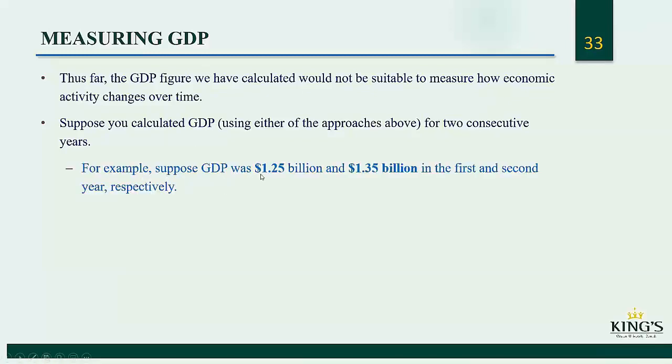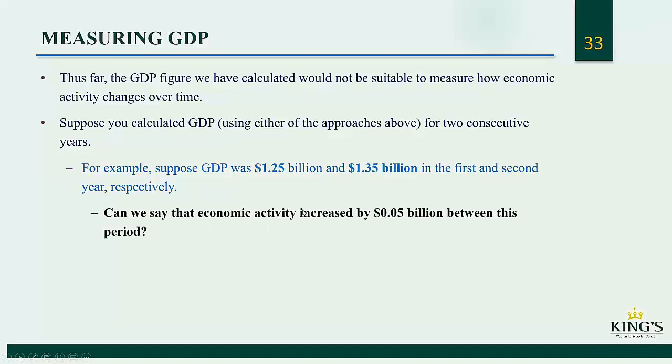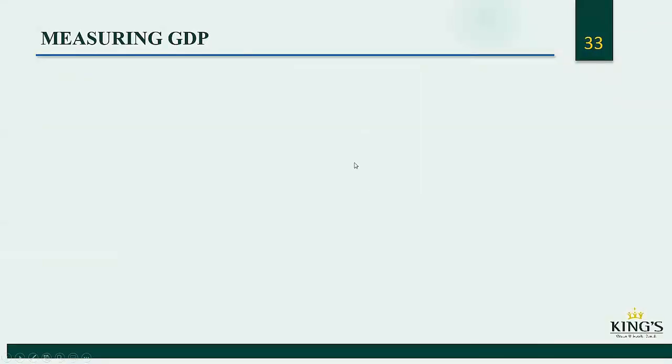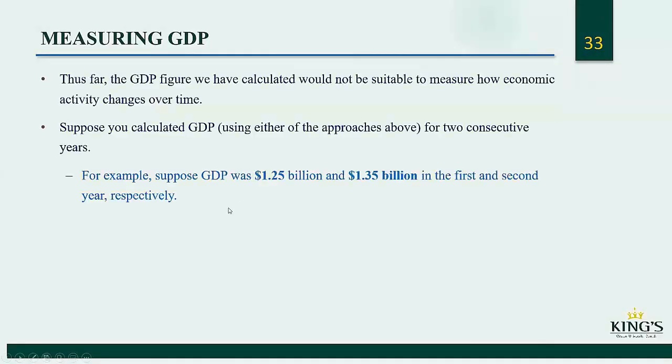So the question was, if you had GDP, okay, I'll actually put the question that I have written here. For example, suppose GDP in year 1 was 1.25 billion, and in year 2, it's 1.35 billion. Can we say that economic activity increased between these 2 years? Sorry, this should be 0.10 here. That's a typo.